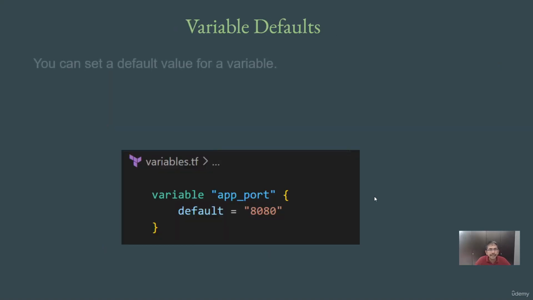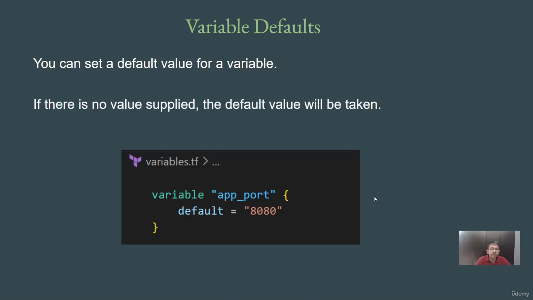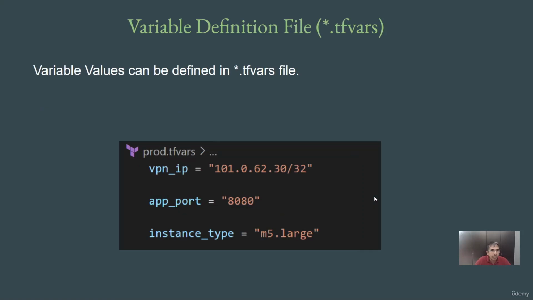The first one is the variable default, where you add the default along with the variable. So if there is no value associated with the variable that you add as part of the tfvars, the default value will be taken into account. The second one is the variable definitions file, which is the tfvars file, where you define the variable name and the value associated with the variable. We have already seen that if you have defined both the default value and the value in the tfvars file, the tfvars file will take higher precedence here.